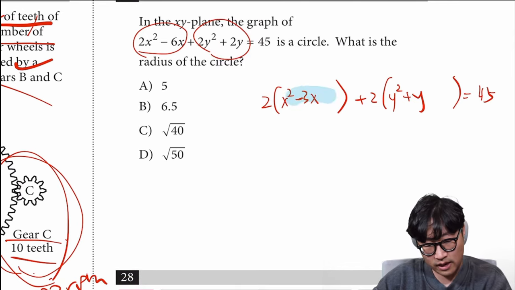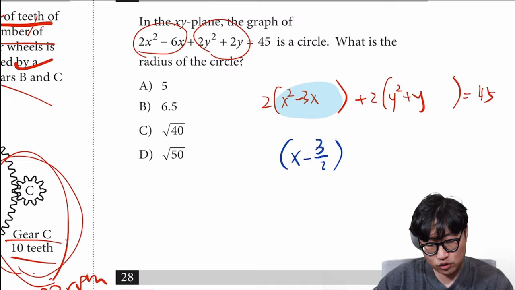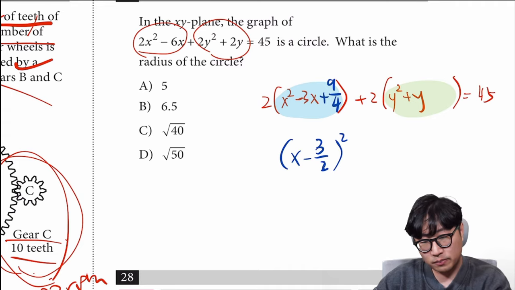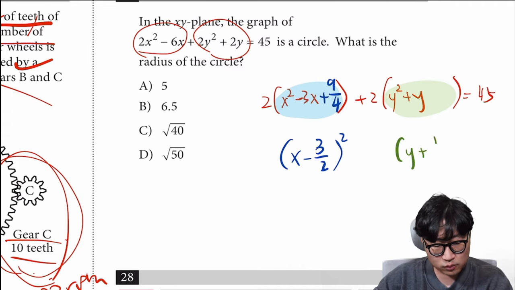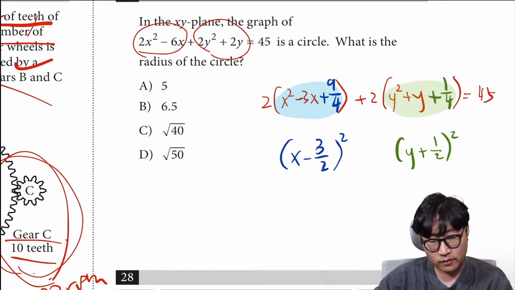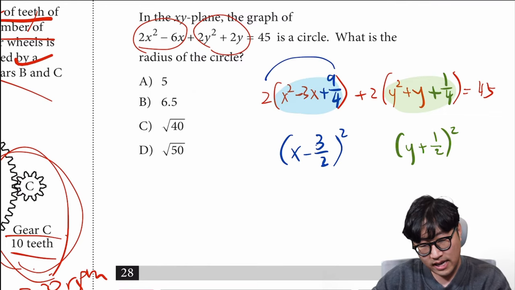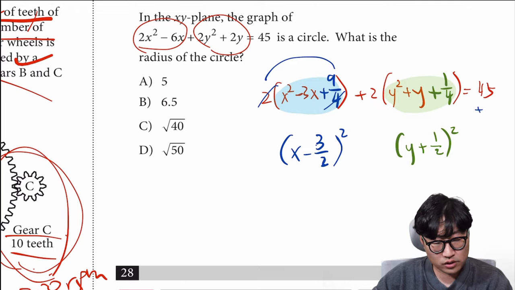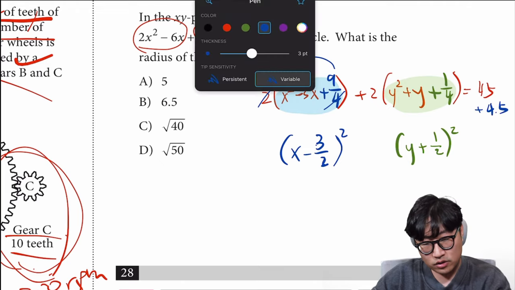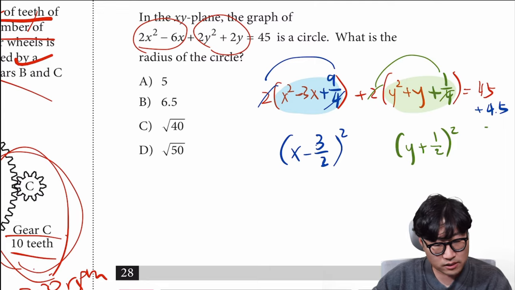That one is going to be completed into 2 times (x minus 3 over 2) squared, so you're going to get plus 9 over 4 at the very end. And for this one, when you complete the square, that would be (y plus 1/2) squared, so you get plus 1/4 at the very end. So what did you just add? You really added 9 over 2, so I'll just say 4.5. And what did you add over here? That's 0.5. So when you do all this, you get that plus that is equal to 50.